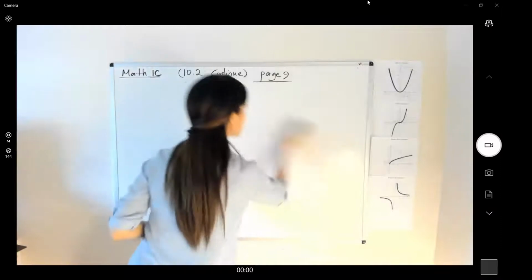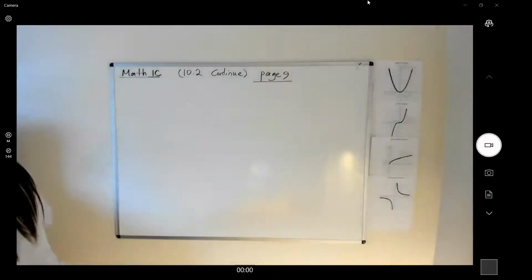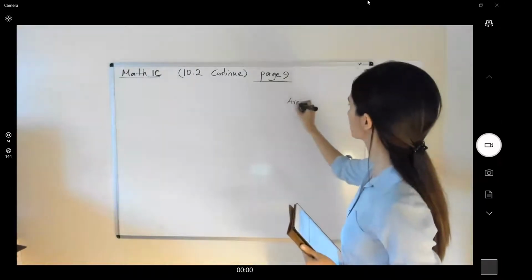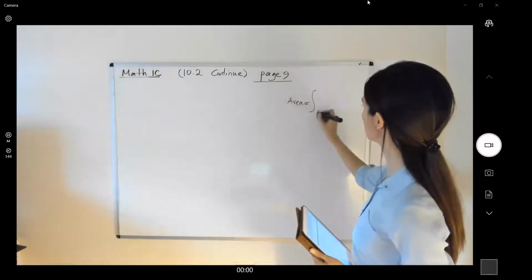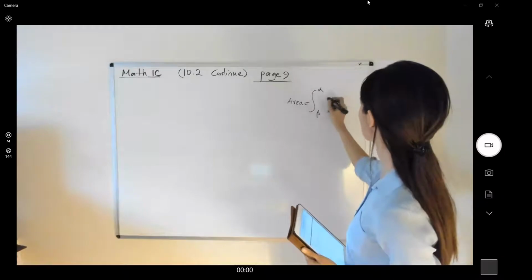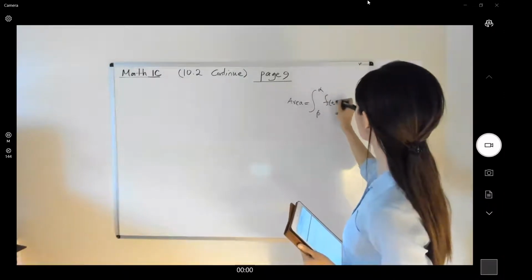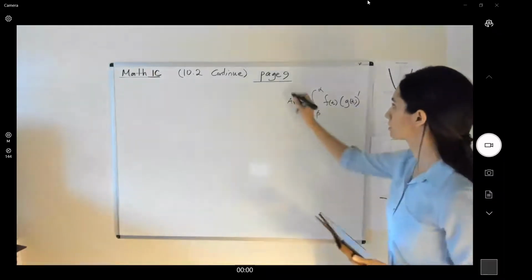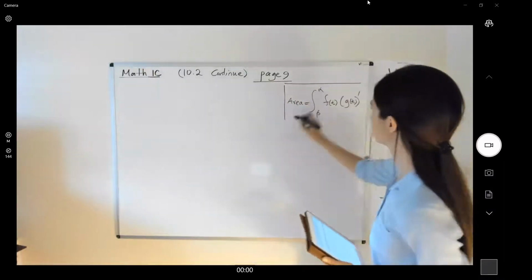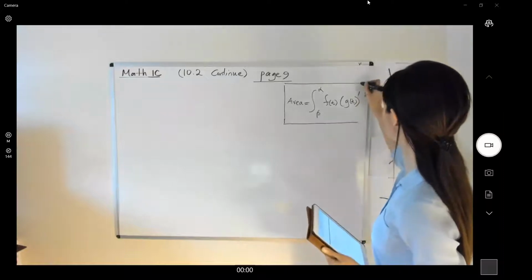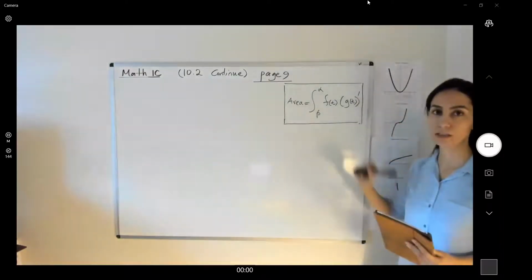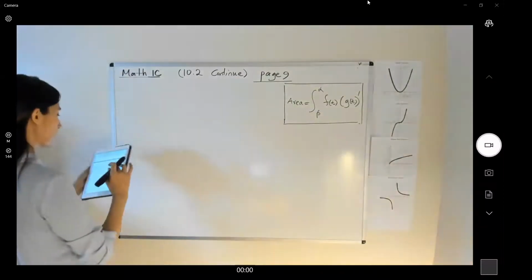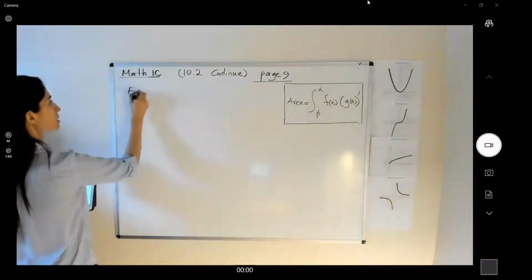So let us write this formula down here for you. Area is equal to the integral from beta to alpha of your function y, f of t, and g of t prime. This is the area of a region given by parametric equations. So we are still on page 9. Let us go over one example.